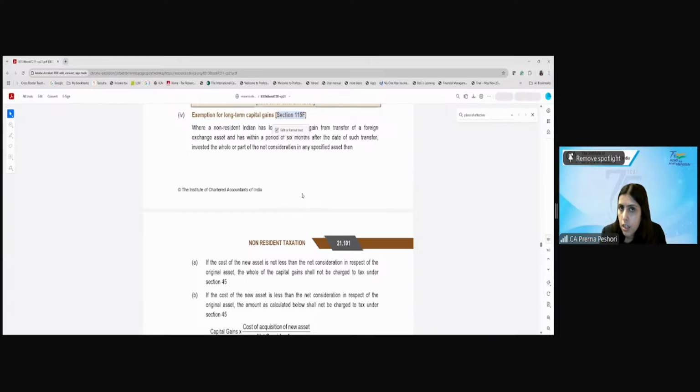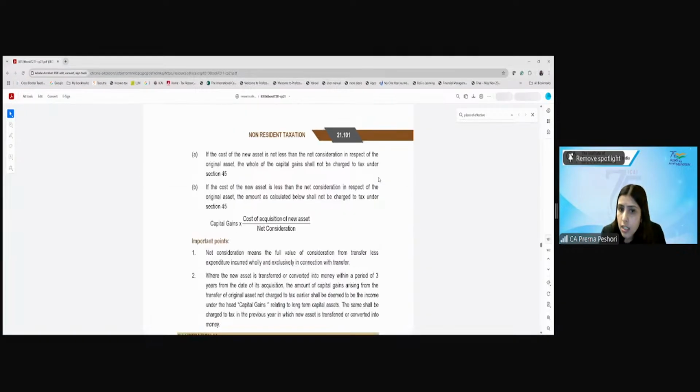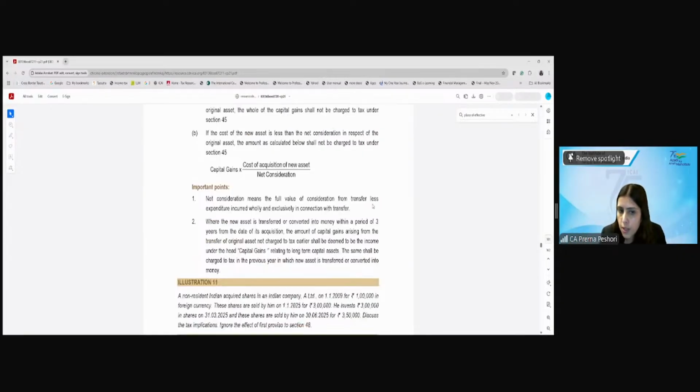Right? So if you have a long-term capital gain and within the period of 6 months you have invested the amount in other shares or debentures of an Indian company, then in that case the exemption under 115F will be capital gain into cost of new asset divided by the net consideration, just like your 54F. But if within the 3-year period you sell the new asset, the new shares, then the capital gain which was exempted earlier will now be considered as long-term capital gain and will be charged to tax in the year when you transfer the new asset.